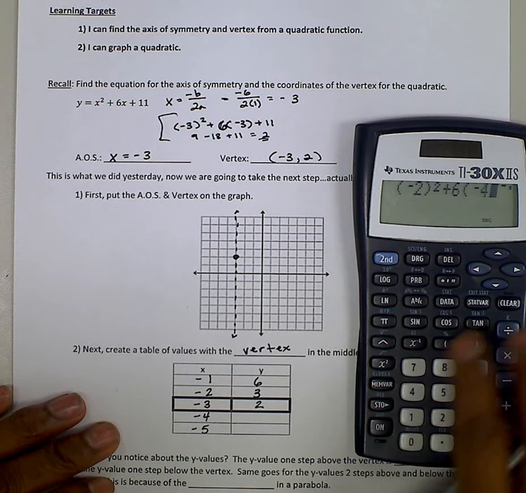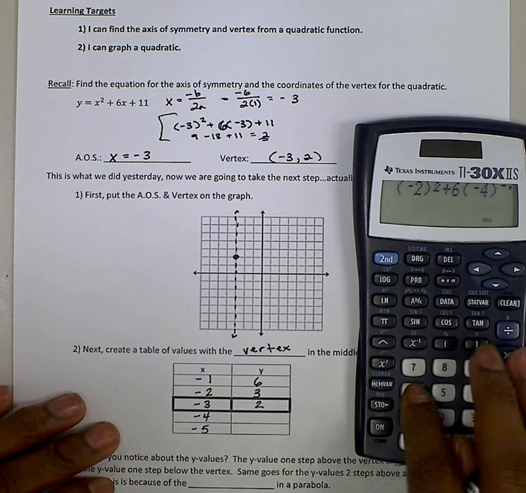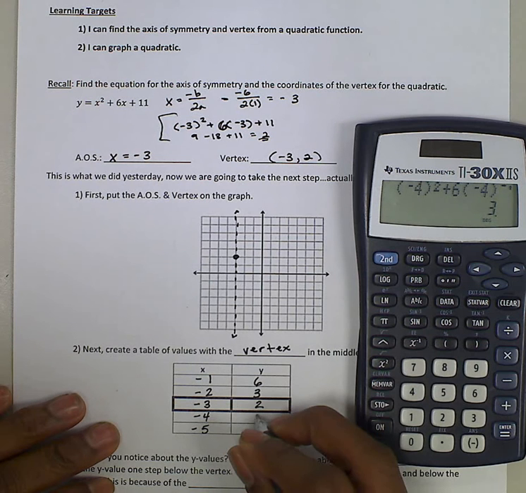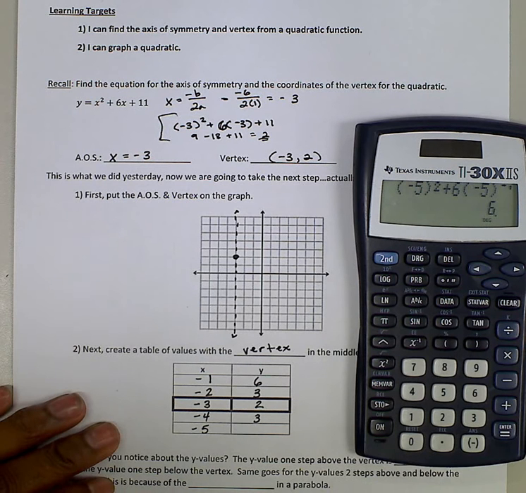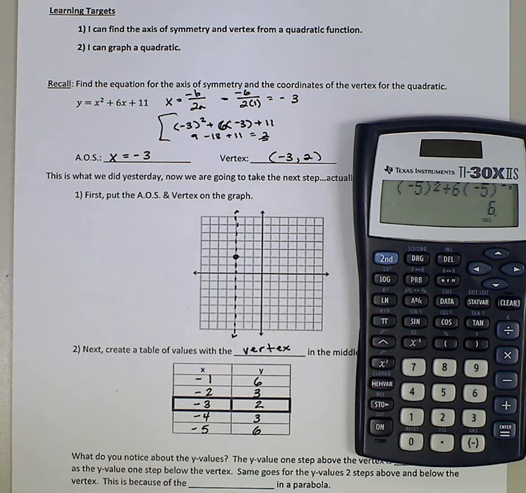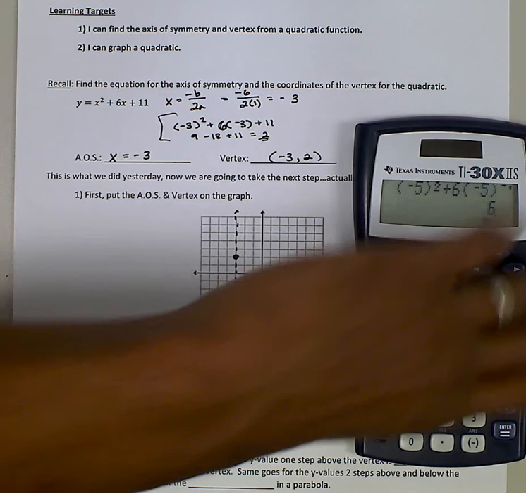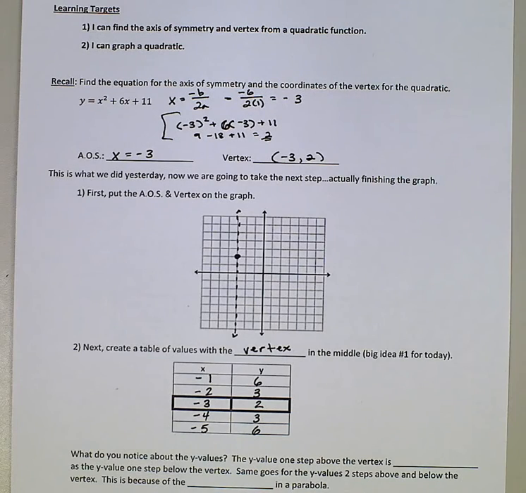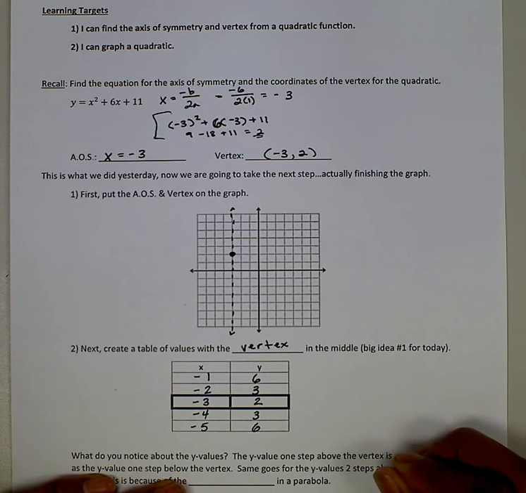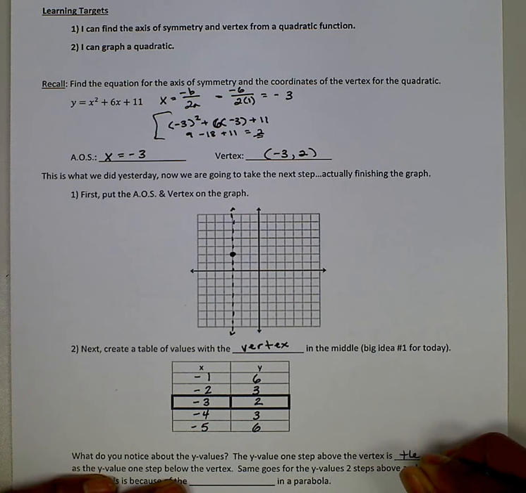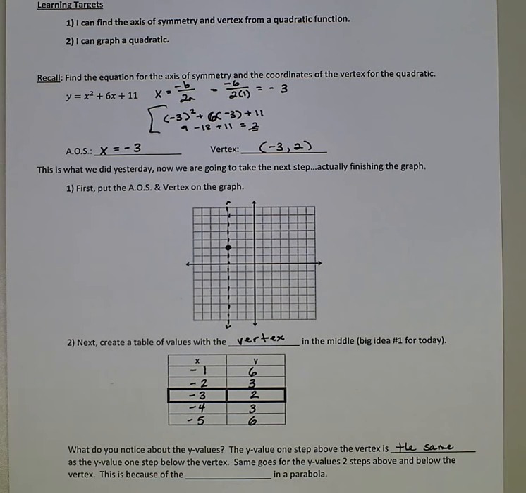Negative 4, negative 4, just 3. Negative 5 and negative 5, which is 6. Okay, what do you notice about the y values? You should see that one step above the vertex is the same as the y value if you're one step below the vertex. And the same with 2 steps. Okay, and this is because of the symmetry of the parabola.